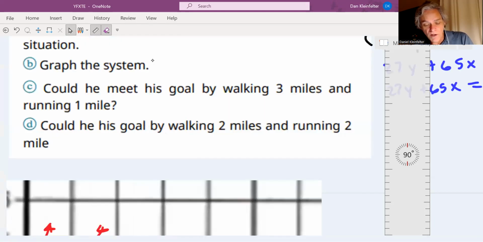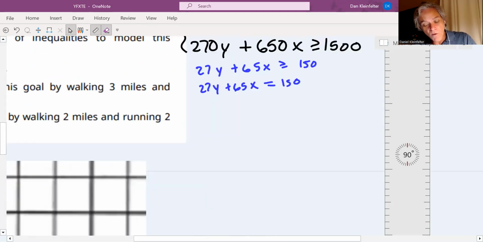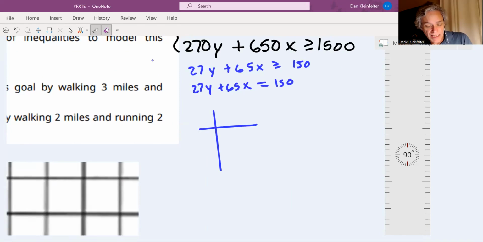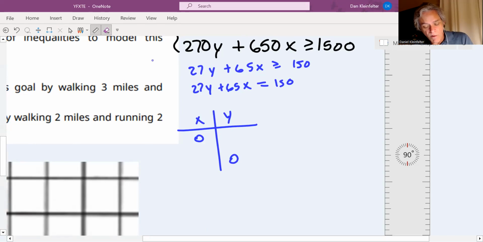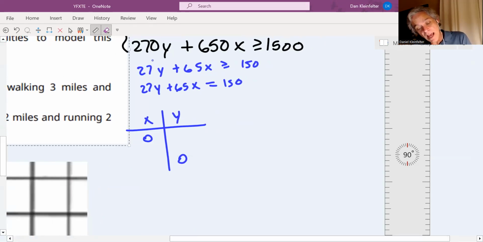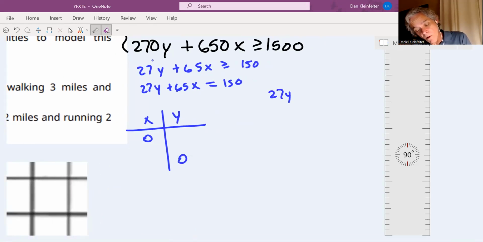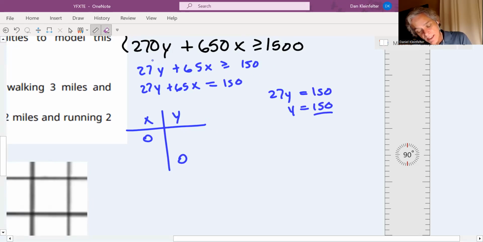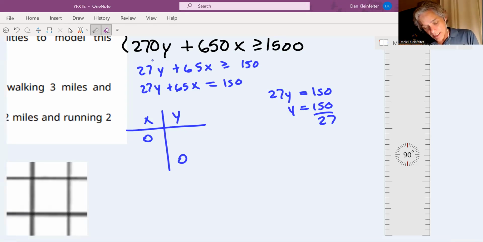Okay, so then for this, we'll graph this using the intercepts, when x is 0 and when y is 0. When x is 0, we'll have 27y equals 150, so that y is 150 over 27. And that's not going to come out clean. A lot of times with story problems, they're not going to. This is about 5.6. We'll just round to the nearest tenth for our answers on this one.